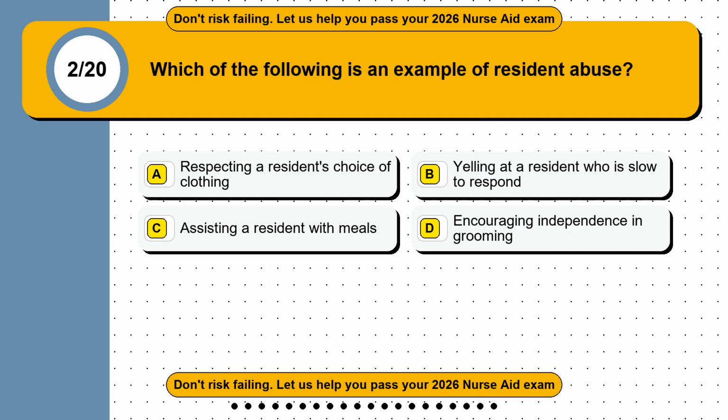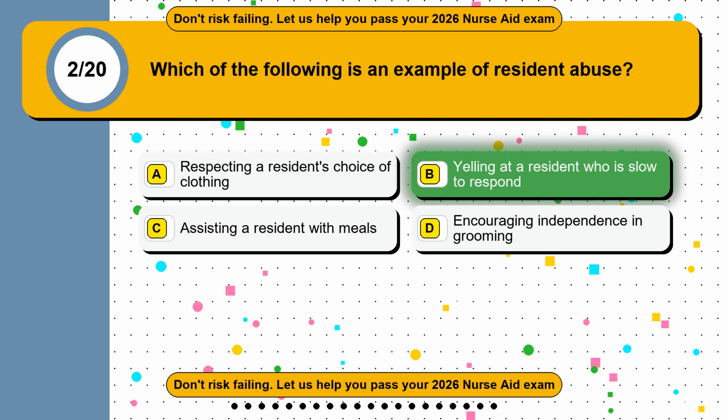Question 2. Which of the following is an example of resident abuse? Option A. Respecting a resident's choice of clothing. Option B. Yelling at a resident who is slow to respond. Option C. Assisting a resident with meals. Option D. Encouraging independence in grooming. The correct answer is option B. Yelling at a resident who is slow to respond.